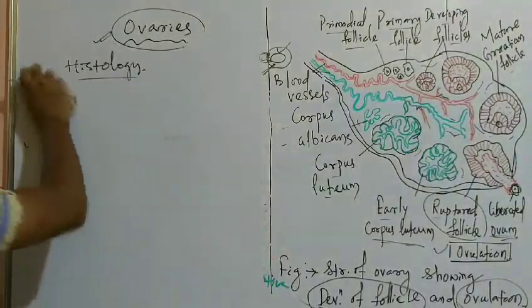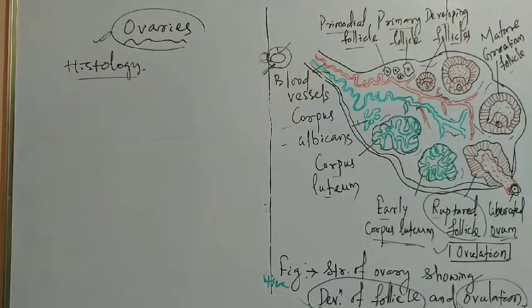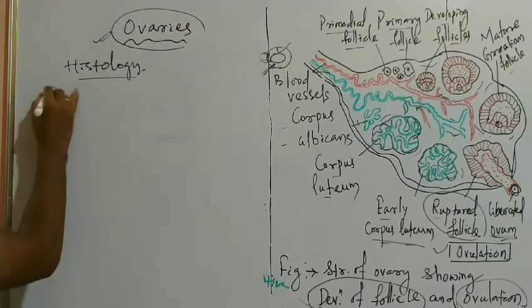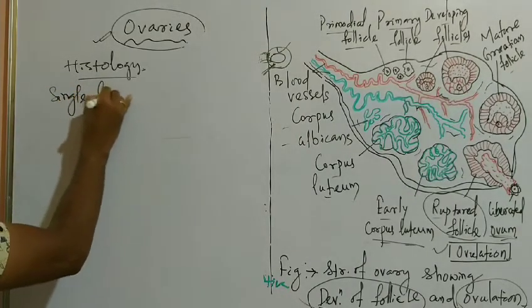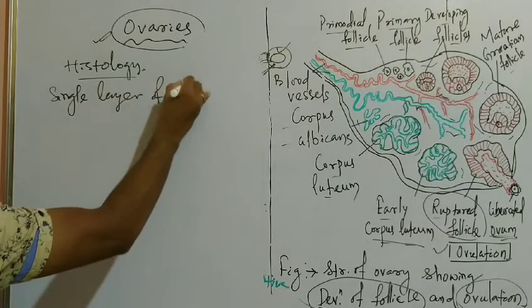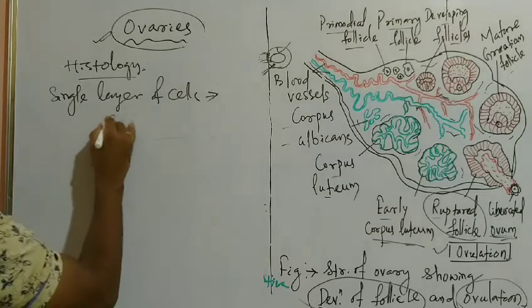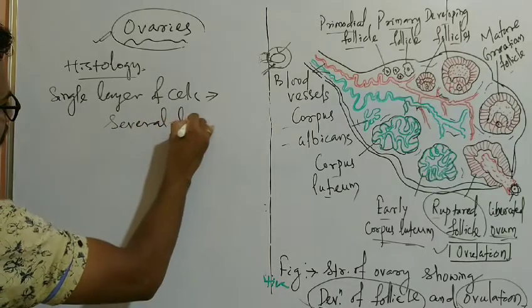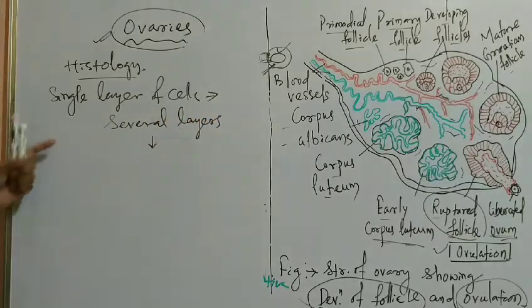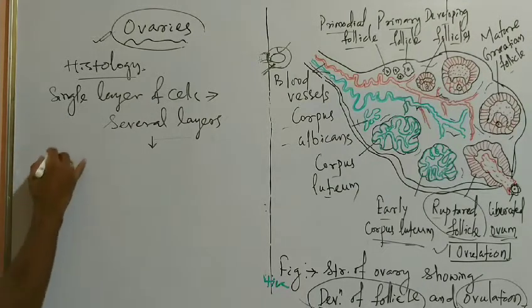So the follicle is surrounded by a single layer of cells in the initial stage. The Graafian follicle or the follicles are surrounded by a single layer of cells, and gradually they form several layers, which we call the granulosa cells.